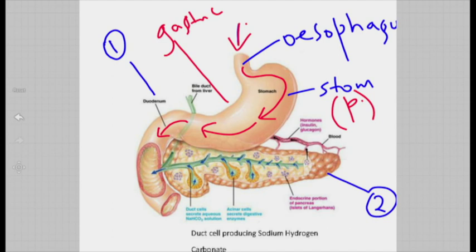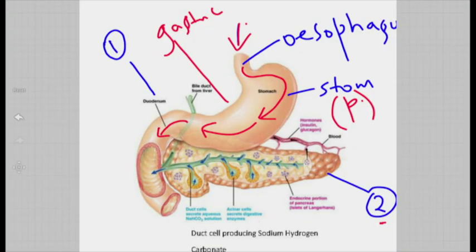The mouth, salivary amylase is active. Only salivary amylase is active in the mouth. Stomach, only enzyme pepsin is active in the stomach. Duodenum, all enzymes are active. So the environmental condition in terms of pH now is not acidic. It's suitable for all the enzymes to work. So it's no longer acidic, it's no longer strongly alkaline, so it's suitable for all of them to work.